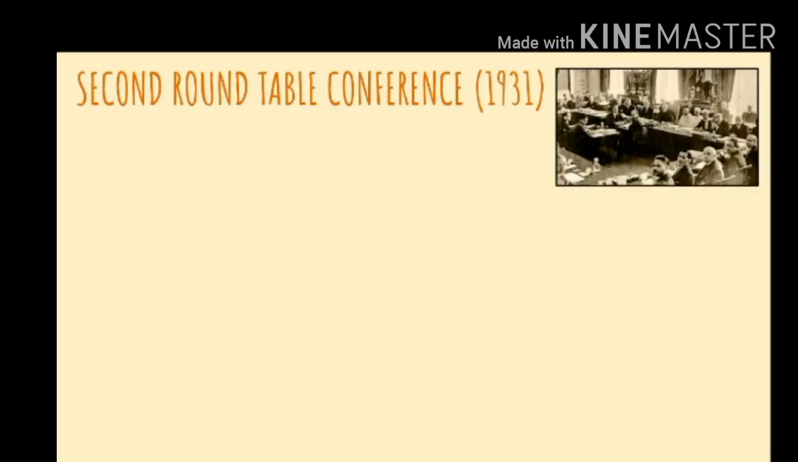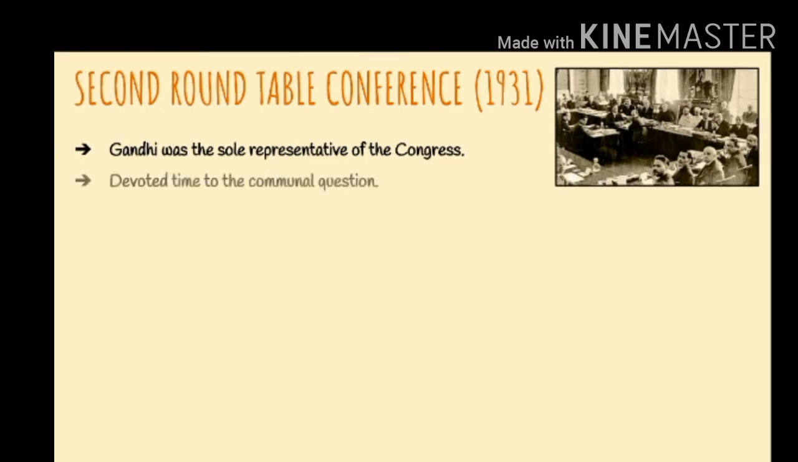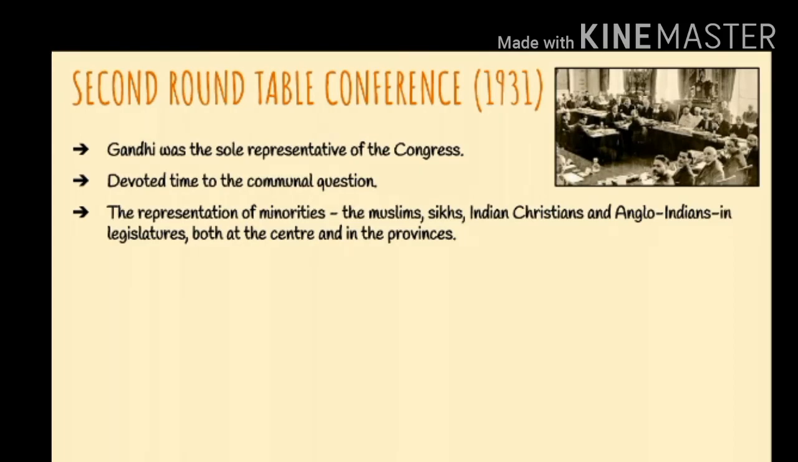The Second Roundtable Conference, 1931. Gandhiji was chosen as the sole representative of the Congress for the Second Roundtable Conference. The conference devoted most of its time to the communal question and representation of minorities, that is, the Muslims, the Sikhs, the Indian Christians, and Anglo-Indians in the legislature, both at the center and in the province.